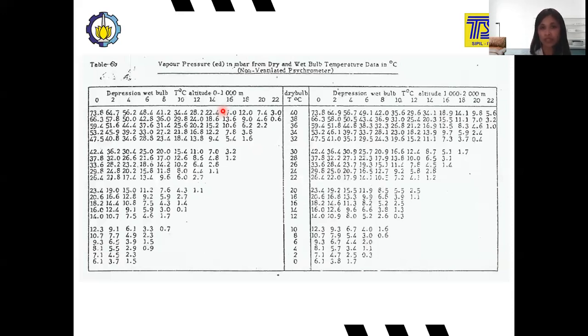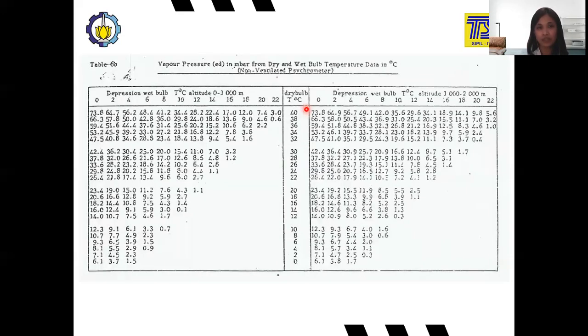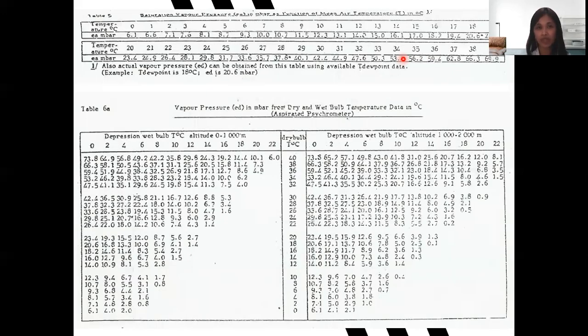So the average temperature is, wait, I forgot. The average temperature is 28.5. So we have to look for the average temperature of 28.5. It's near to 28. It's between 28 and 29. So here we got the 37.8.